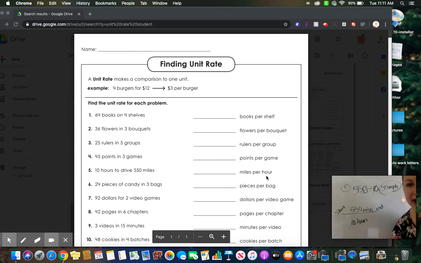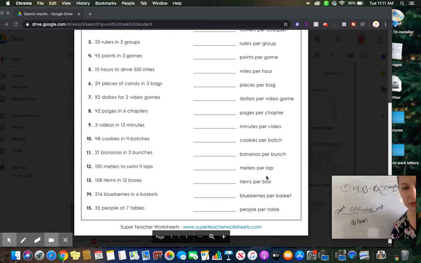Okay, so there's numbers 1 through 5. Try to plug them in this way and see what you can do for your classwork today.